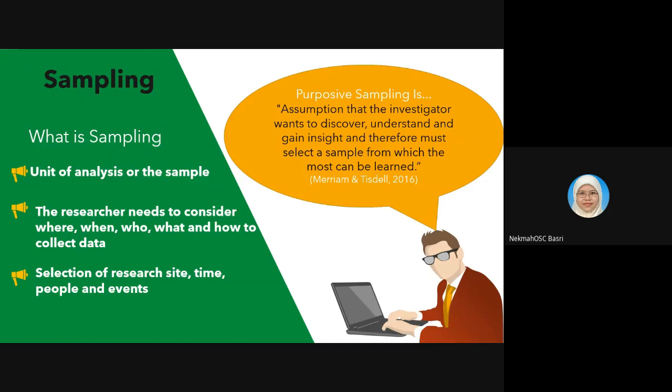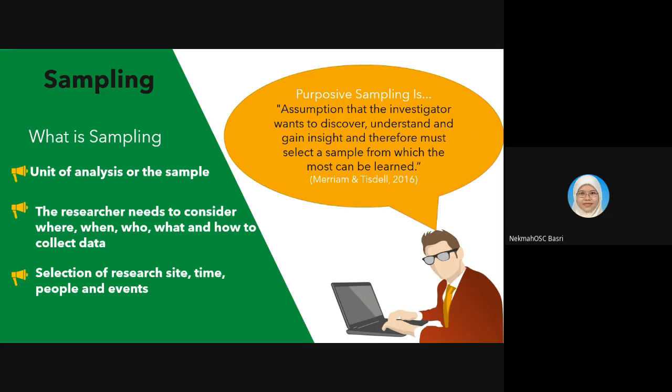Okay, for qualitative studies, we use purposive sampling, which is based on the assumption that the investigator wants to discover, understand, and gain insight, and therefore must select a sample from which the most can be learned, according to Merriam and Tisdell 2018. Purposive sampling is a strategy used in qualitative research, where researchers select individuals and sites purposely to inform an understanding of the research problem. The types of sampling are probability and non-probability sampling.